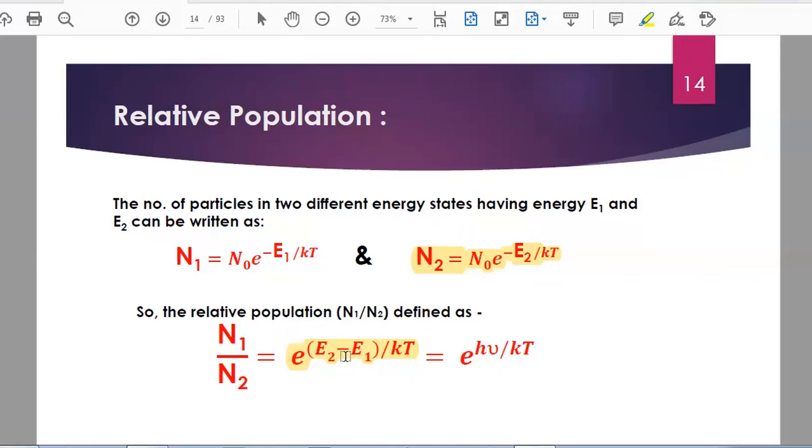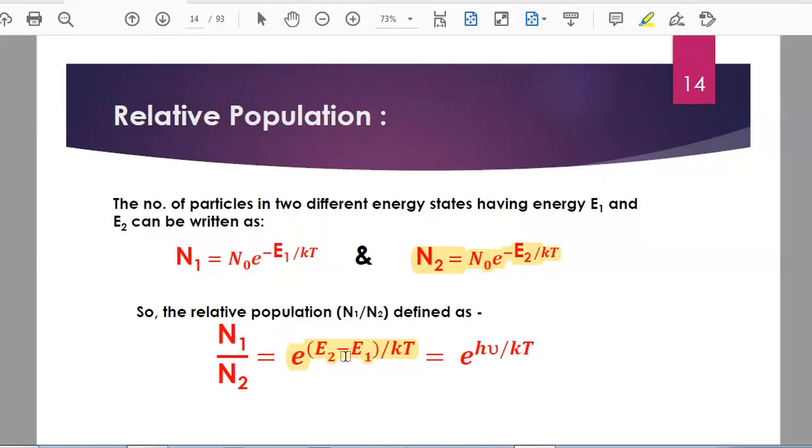Either you can call it delta E, or you can simply write it in terms of h nu. But the important thing here is that this h nu is not only about, see, whenever you see h nu, we are saying it's a photon. And whenever you talk about photon, you people think it is going to be the light photon only, nothing else. But forget about that.